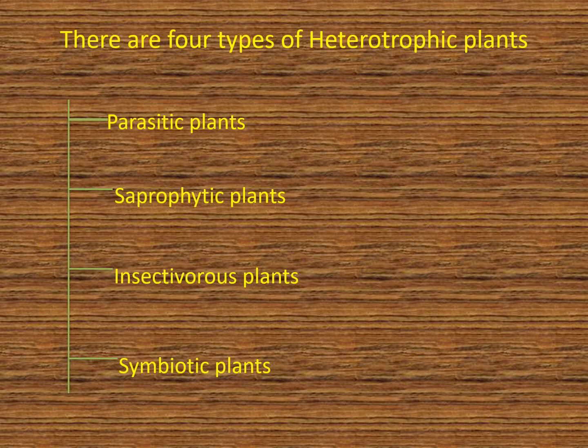So, there are four types of heterotrophic plants. One is parasitic plants, second is saprophytic plants, third is insectivorous plants, and fourth is symbiotic plants.